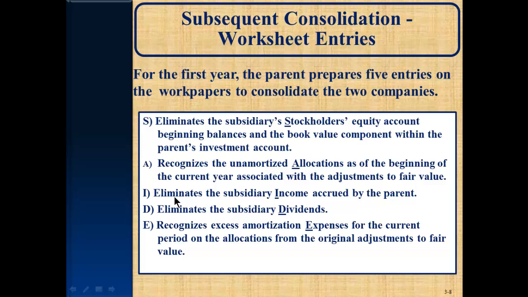Now, letter I for this entry on your consolidation worksheet is to eliminate the subsidiary income that's earned by the parent. Now, as you might guess, this is going to be needed when you're under the equity method. You're not going to need this when you're under the initial value method, because you have not been adjusting your investment for the underlying earnings of the subsidiary. Letter D is going to handle that dividend account if the subsidiary is paying dividends.